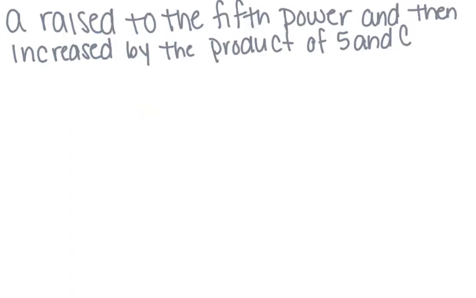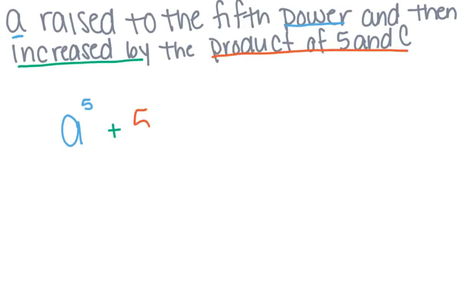So we have A raised to the 5th power and then increased by the product of 5 and C. So we have A, and then A is going to be raised to the 5th power. Power tells us that it's an exponent, so we're going to have that little floaty 5. And then we have that it is increased by, so this tells us that we are now adding. So we'll have A to the power 5 plus the product of 5 and C, and product tells us we're multiplying, so we're going to have 5C. So now our expression reads A to the power 5 plus 5C.